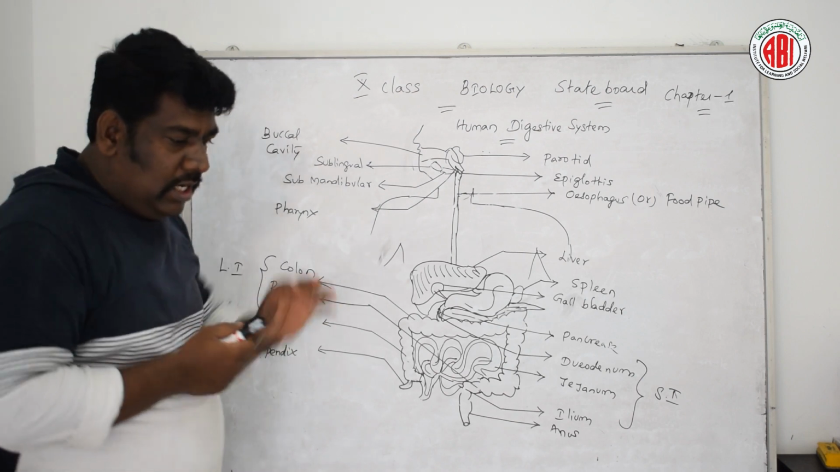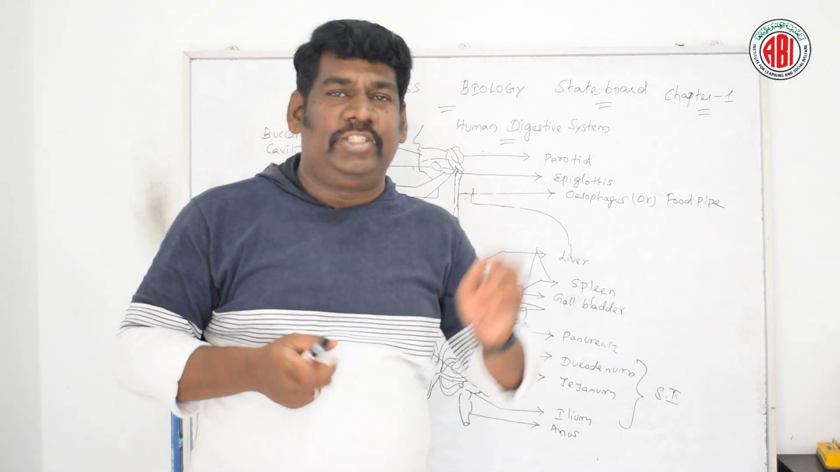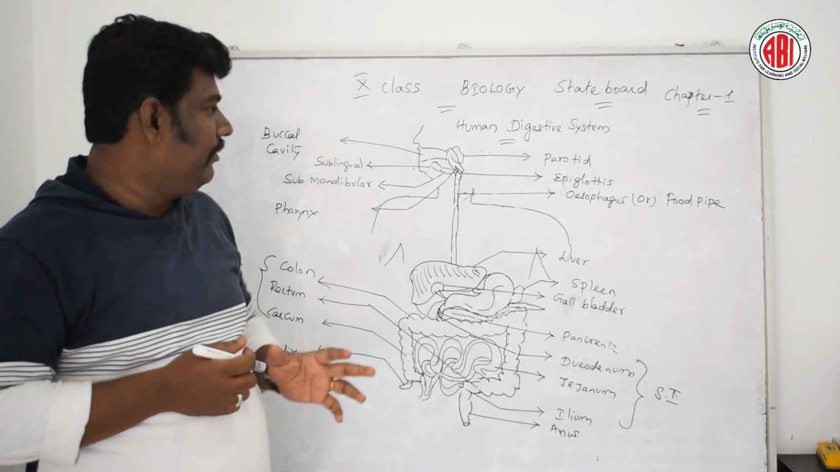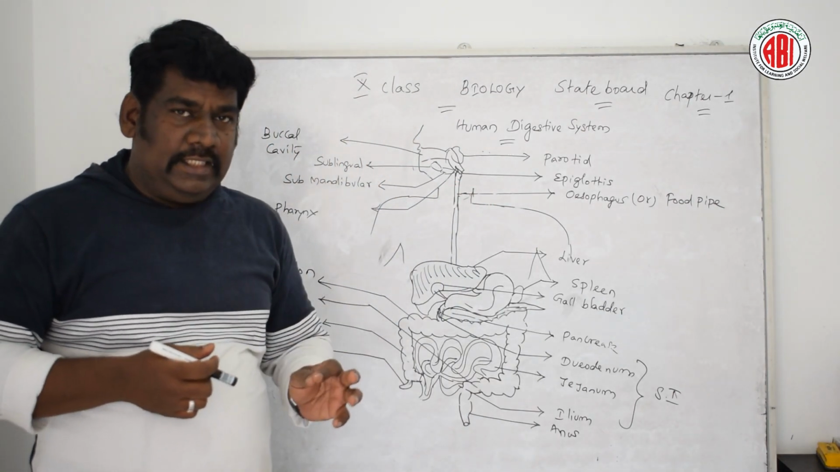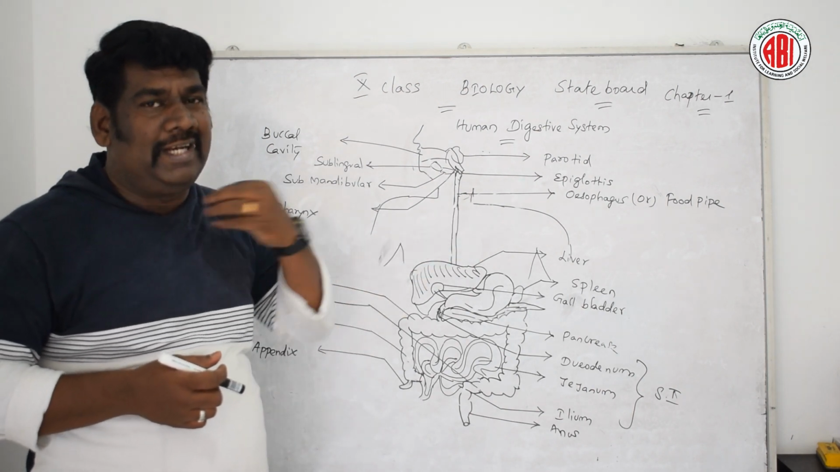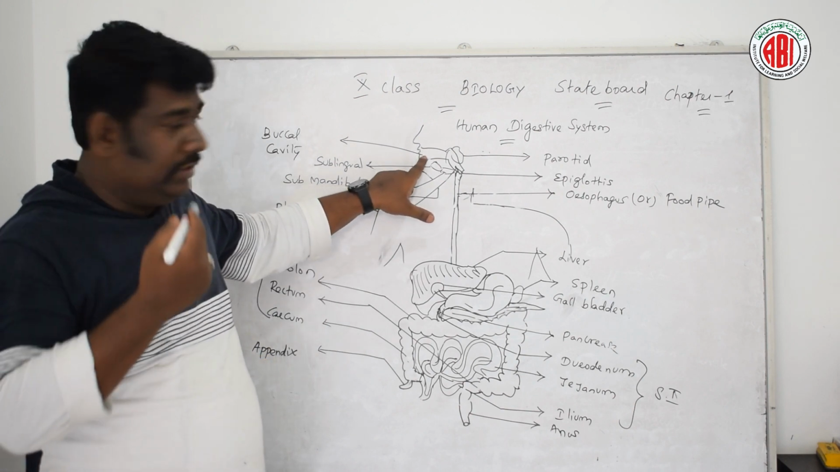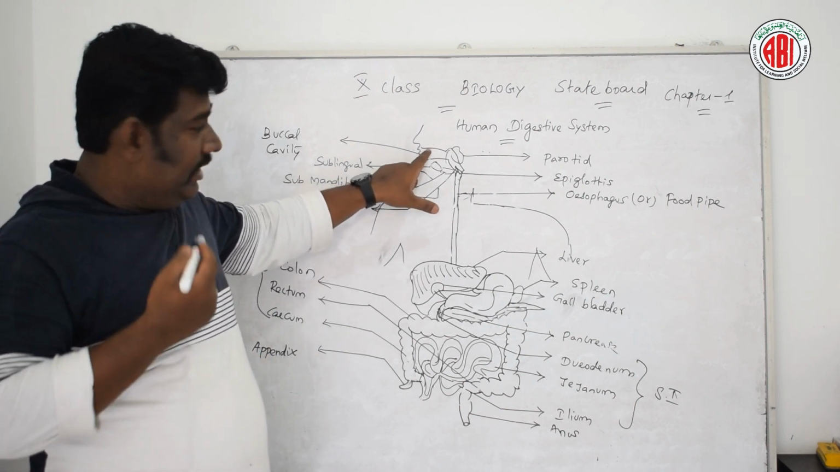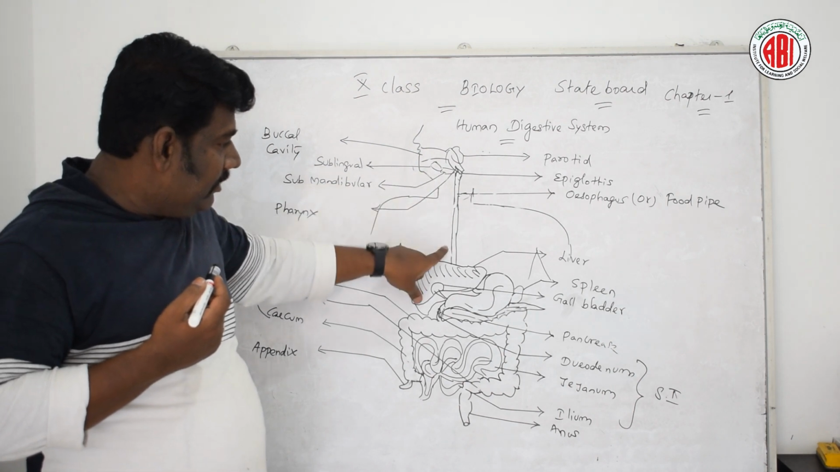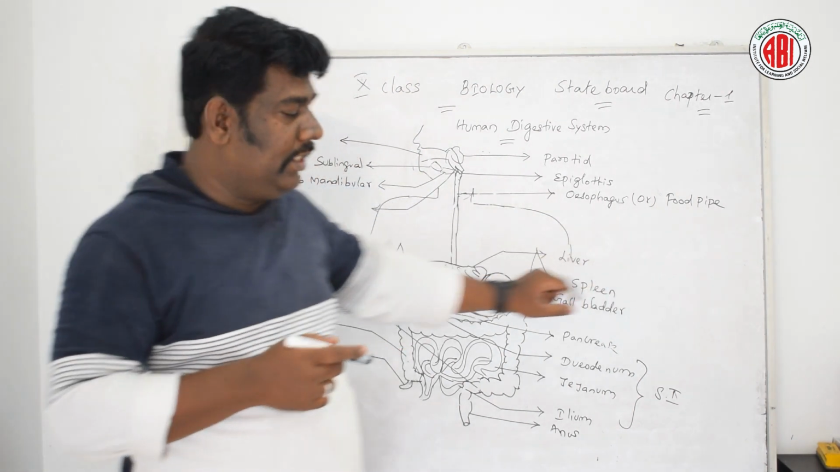Now, how to remember the important parts of this human digestive system? Very simple. First, the most important part is the food pipe. Where is the food pipe coming from? From the buccal cavity, which is nothing but the mouth. After that, the esophagus or food pipe, very very important.